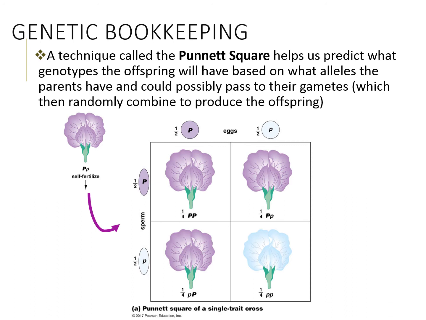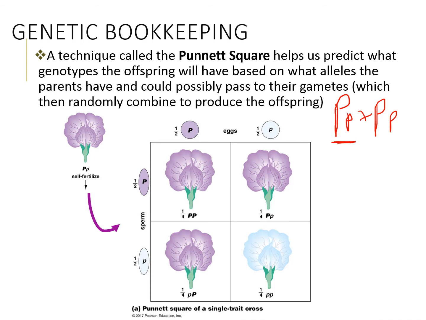So, genetic bookkeeping. A technique called the Punnett square helps us predict what genotype the offspring will have based on what alleles the parents have and could possibly pass to their gametes, which then randomly combine to produce the offspring. So that F1 self-cross, I'll write it out again. Big P, little p, crossed with big P, little p. Let's consider the first parent here.